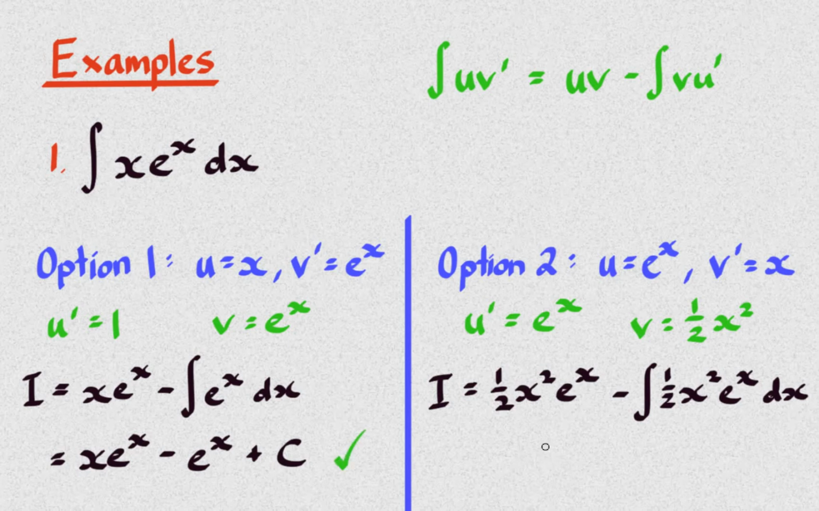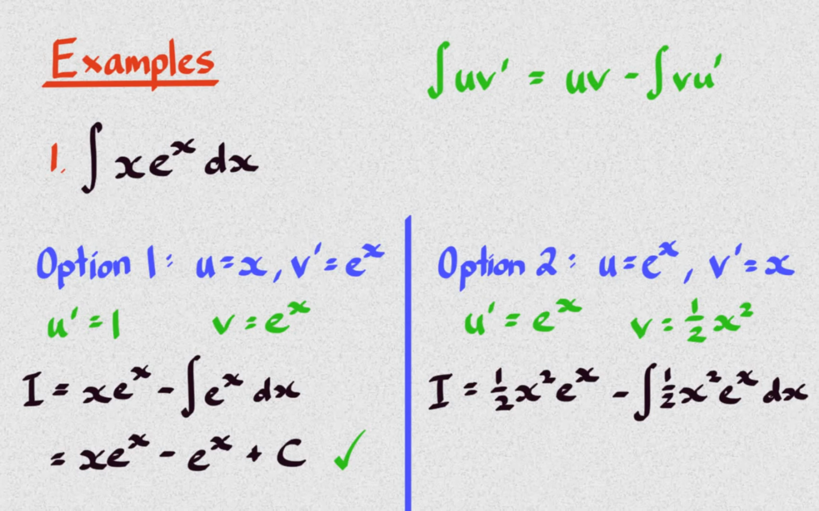But when we look over at option 2, we would need to use integration by parts again, because we have a product, x squared and e to the x. We have a product of two functions of x, and in fact this is worse than before. If you compare our original question and what we have here, this is even messier. So clearly option 1 is the way to go. The choice is important.